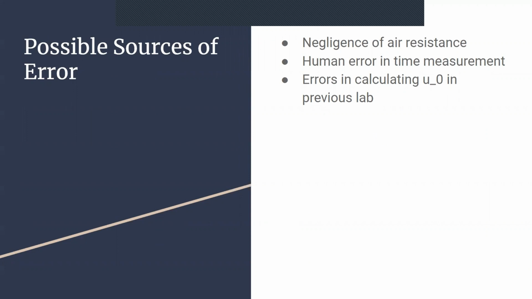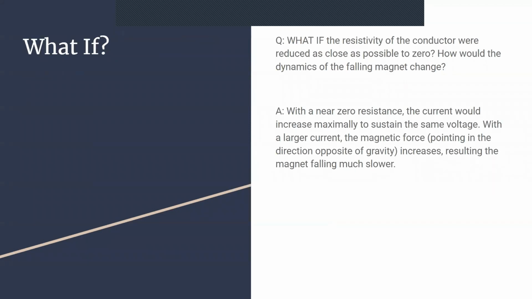Possible sources of error include negligence of air resistance, human error in time measurements, and errors in calculating mu naught in the previous lab. What if the resistance of the conductor were reduced as close as possible to zero? How would the dynamics of the falling magnet change?